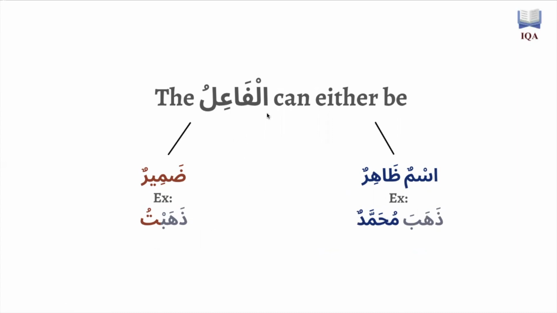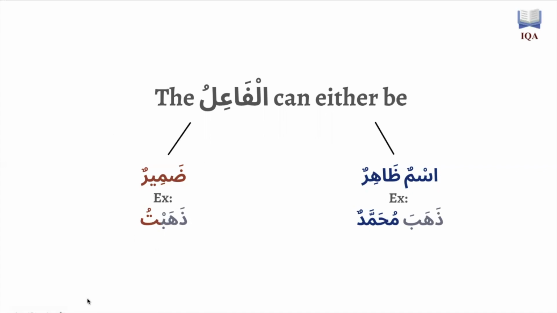But sometimes the fa'il can come as a dhamir, can come as a pronoun. So for example, when I say dhahabtu, it means I went. So who's the one doing the action of going? It's the tu, which is the dhamir representing ana, representing I. So tu here is the fa'il. So the ضمير, the pronoun, can sometimes come as the fa'il for a verb. Obviously, the pronoun here too is not مرفوع with the i'rab al-lafzi, but rather it's مرفوع with al-i'rab al-mahalli, which we covered before. So ذهبت here, the fa'il here is a ضمير, which is tu. So sometimes the fa'il can either be an ism ظاهر or a ضمير.